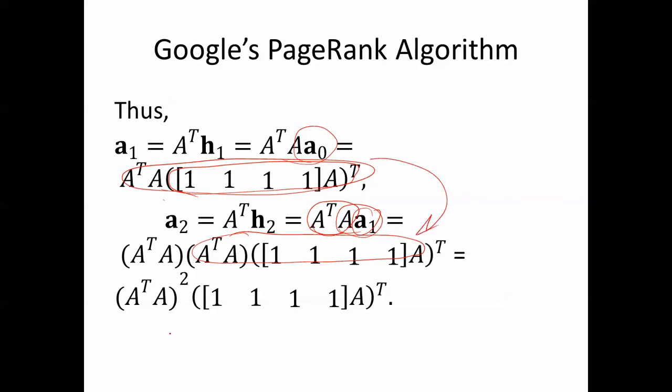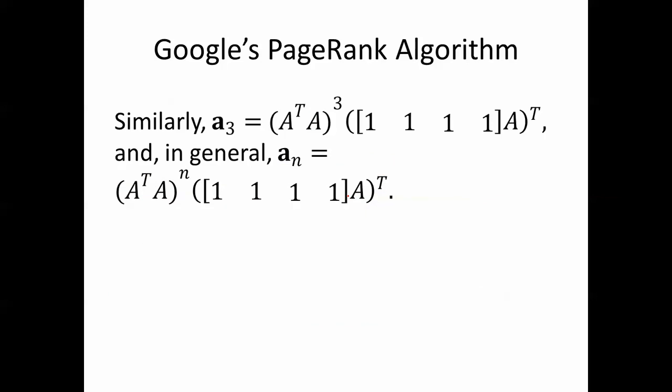And notice what we end up with. A2 is going to be A transpose A squared times this vector. Now notice that A1 was A transpose A times that same vector. I think we're on to something. Similarly, A3 is going to be A transpose A cubed times this vector. And in general, A sub n is going to be A transpose A to the n times this vector.